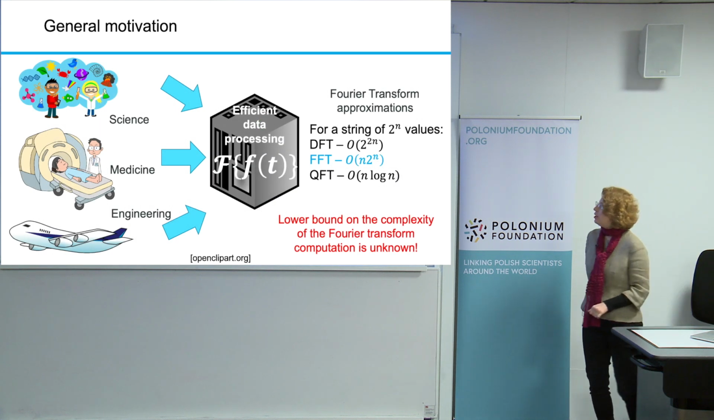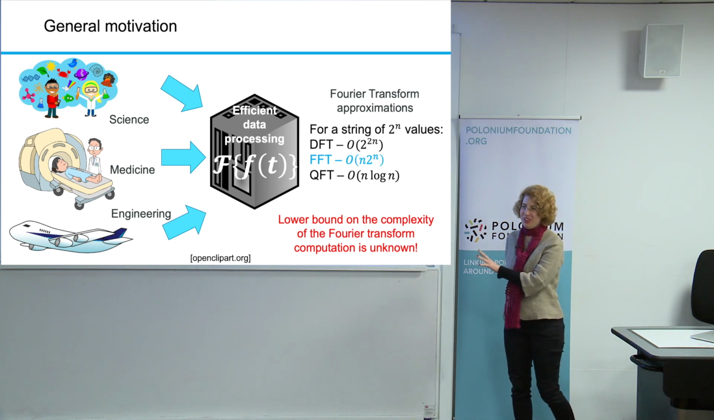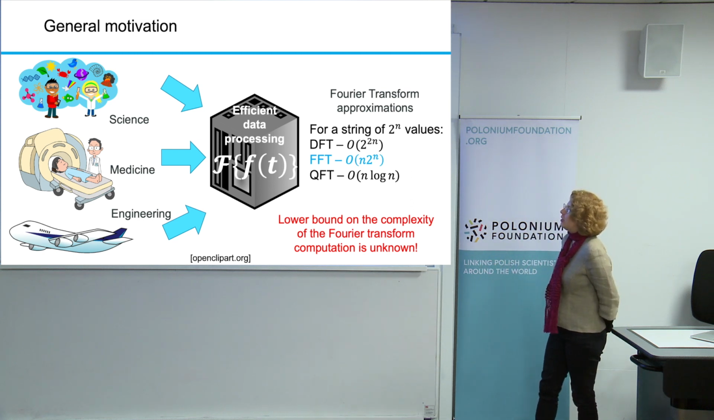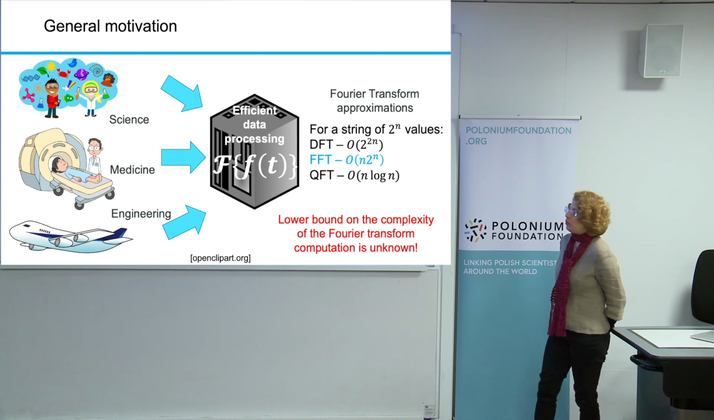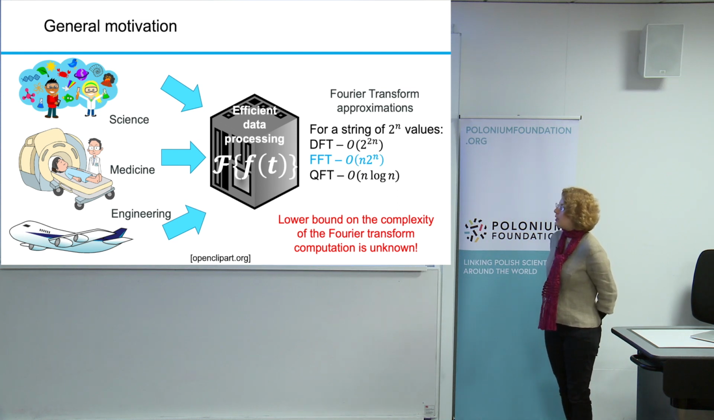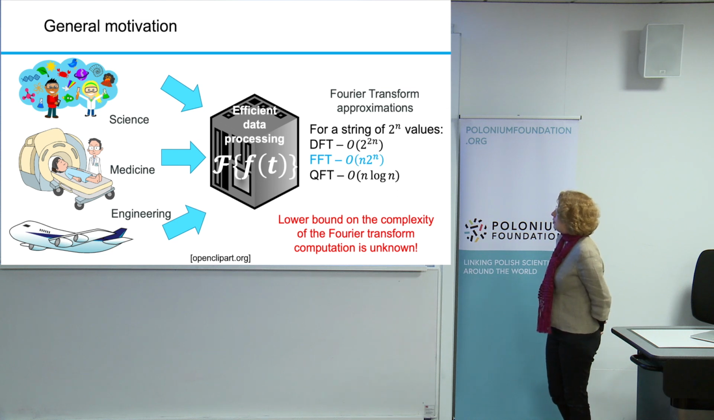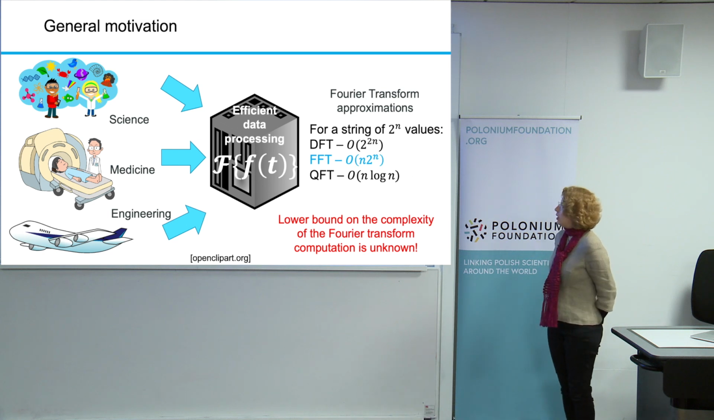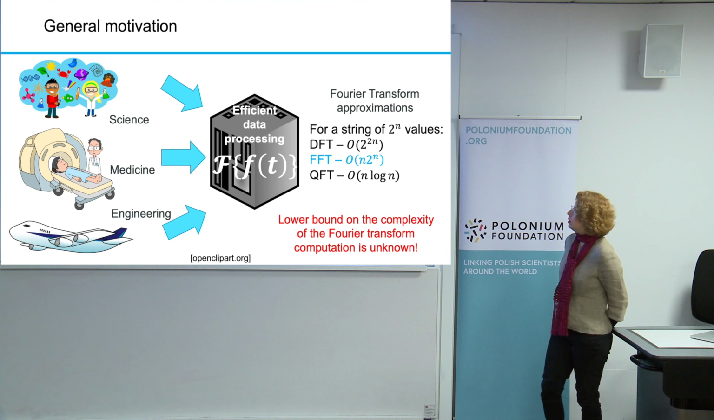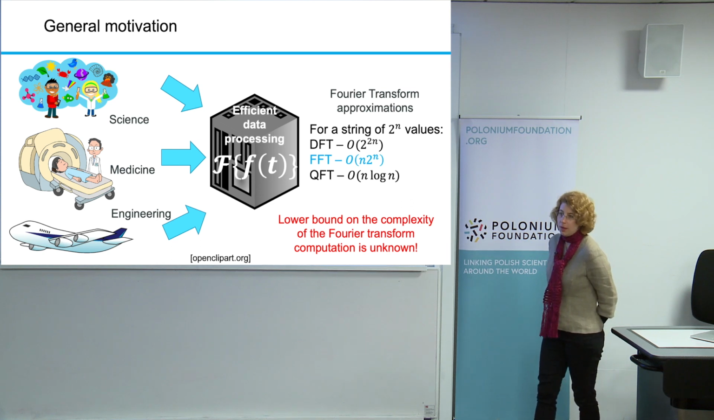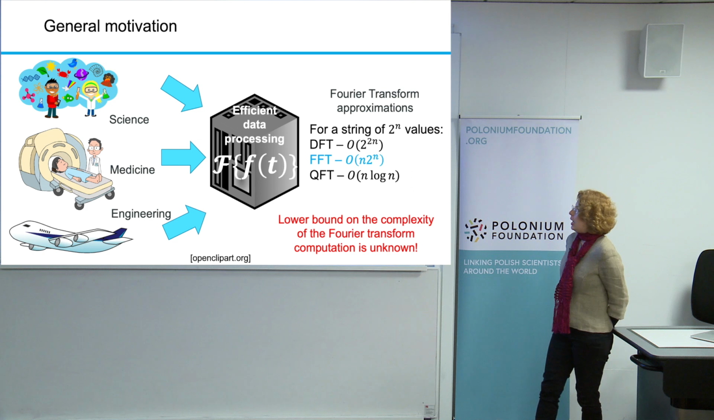So the general motivation, so far nice, not too much math, is that we need to process data, and we employ Fourier transform approximations to do that in all kinds of disciplines: science, medicine, engineering. And there are different known approximations to the Fourier transform. For a string of n values, the discrete Fourier transform needs to take 2 to the n steps to do this transform.